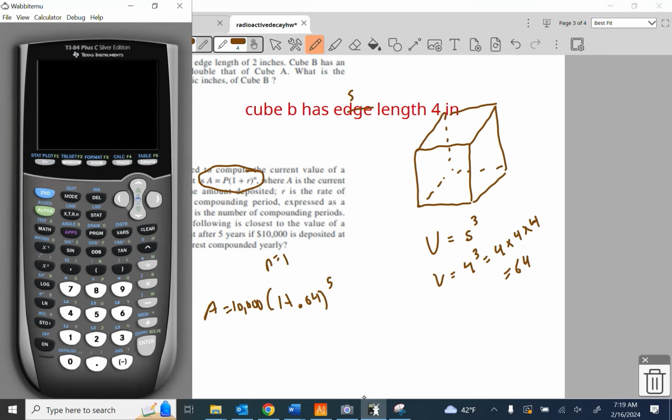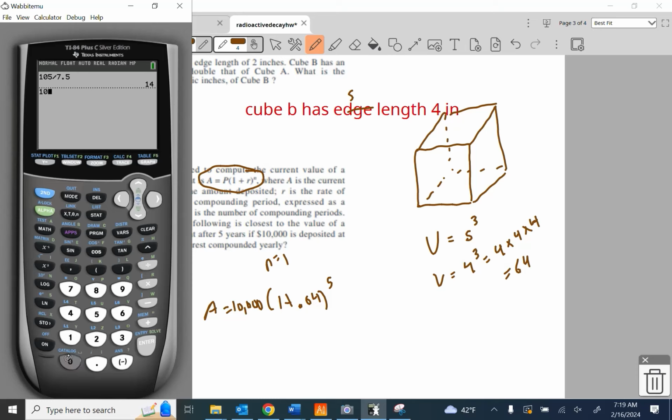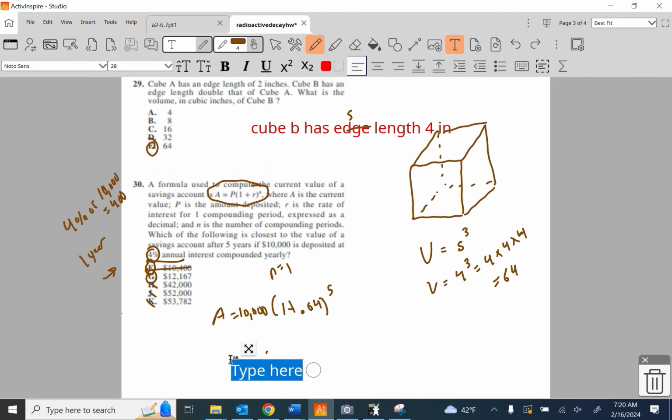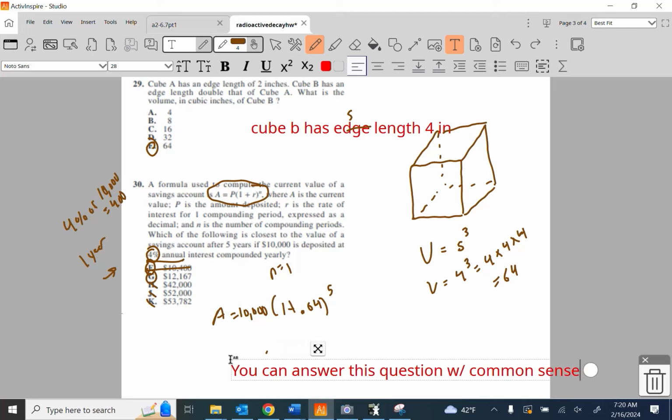And, let's push some buttons so you can make sure here. We got 10, 1, 2, 3, 1.04, with an exponent of 5. Yeah, 12, 1, 6, 6, 7. But what they were hoping on this question is, this question wasn't meant to be hard. You can answer this question with common sense. Don't ever forget about that. You can answer it with common sense. It had to be choice G, pushing buttons or not.